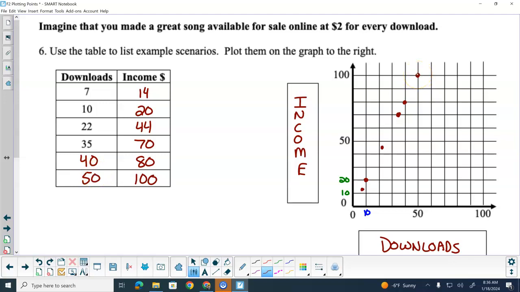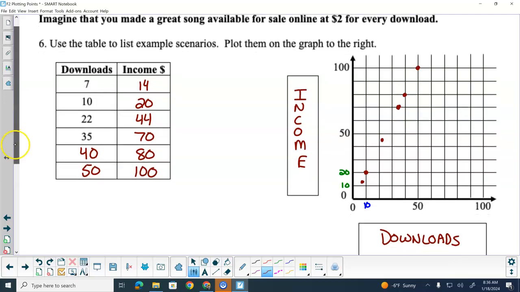Okay? Now, my question to you is, is there a relationship between these points? Yes or no? Heck yeah, they look like they're all in a straight line, right? So there is definitely a relationship between these points.